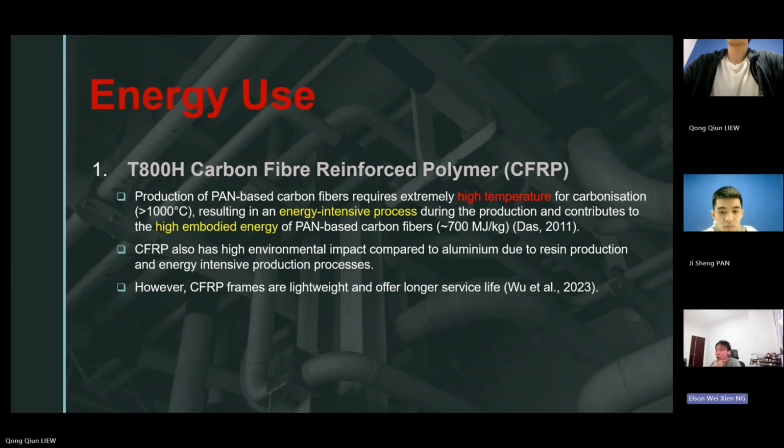Even though performance is important for sports equipment, it's equally crucial for us to understand the environmental impact. First, look at the energy use of CFRP. Among the three materials, carbon fiber has the highest embodied energy during manufacturing. This is mainly because producing the PAN-based precursor and carbonizing requires extremely high temperature, which leads to high CO2 emissions.